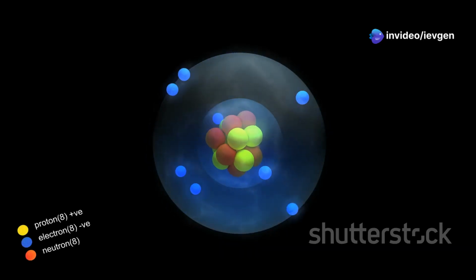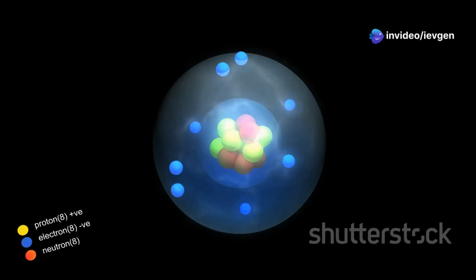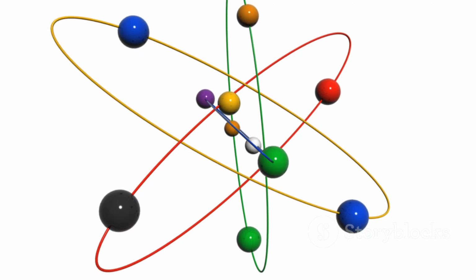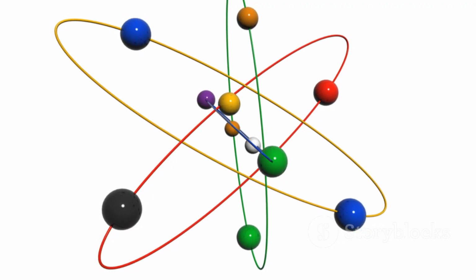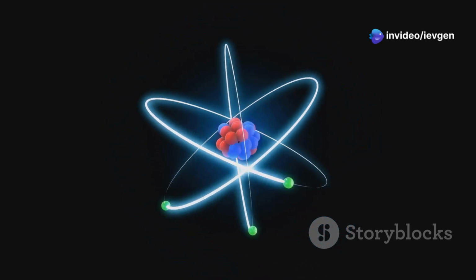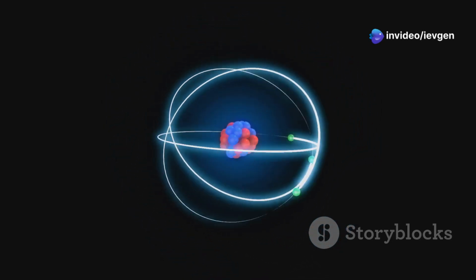Atoms themselves are made up of even smaller particles called protons, neutrons, and electrons. Protons and neutrons reside in the nucleus, the central core of the atom. Electrons, which are much smaller than protons and neutrons, orbit the nucleus at incredibly high speeds.